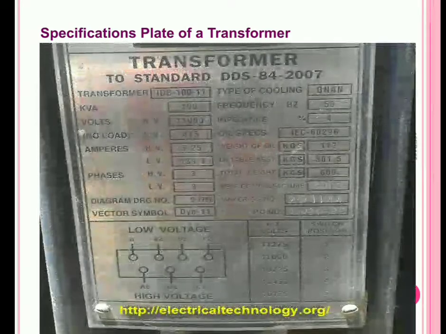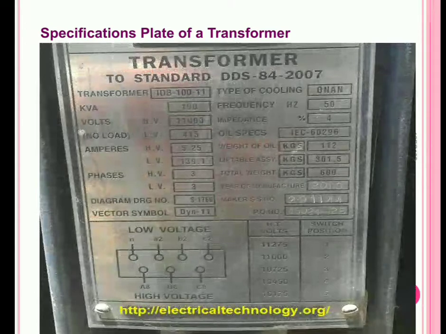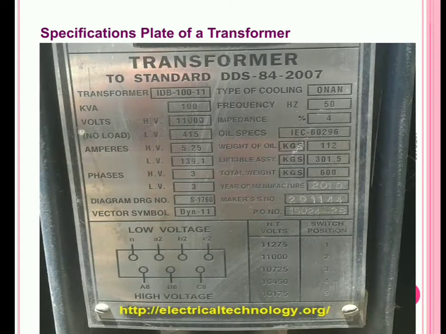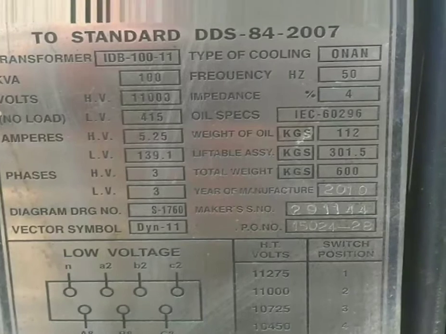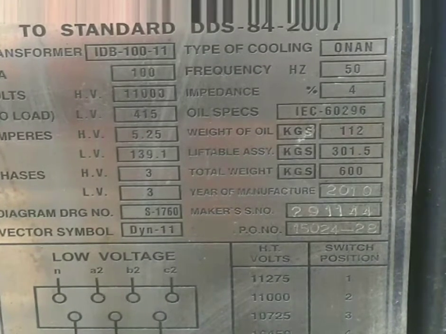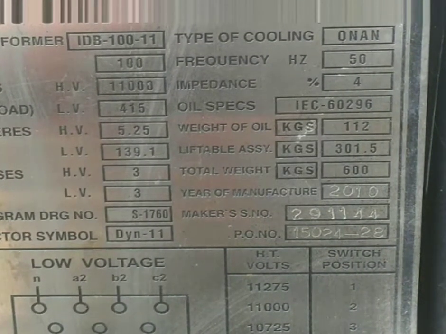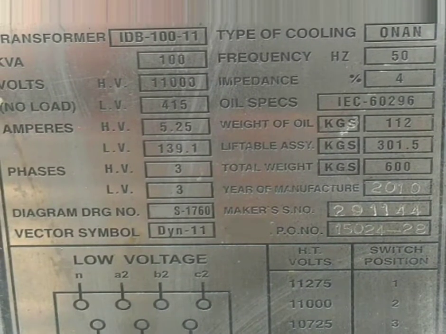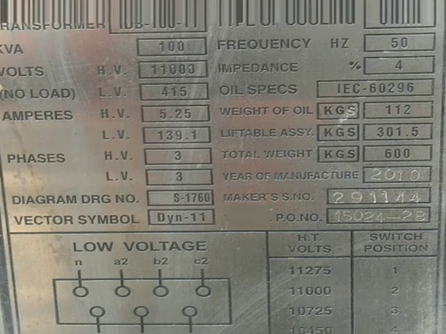Do you have any idea about this? This is the specification plate of a transformer. Normally when you buy any device, there will be a specifications chart mentioned on it. Here you can see the transformer number or the model. Then you have a kVA rating, that is 100 kVA. Then you have high volts, no load voltage, low volts, then amperage 5.25, LV 139. Phases, how many? 3 phase. Some diagram is available, the vector diagram.